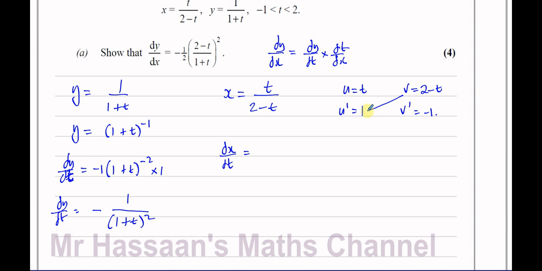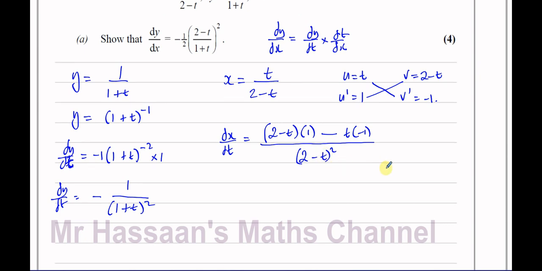You just multiply these two together. So it's 2 minus t multiplied by 1. Then minus, for the quotient is minus, and then you do the same with these two. You multiply these diagonally together. So you have t times minus 1, and you divide that by v squared. So it's 2 minus t bracket squared.